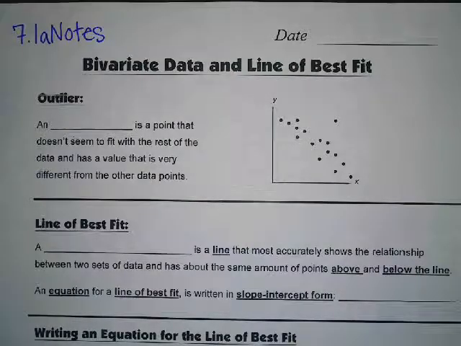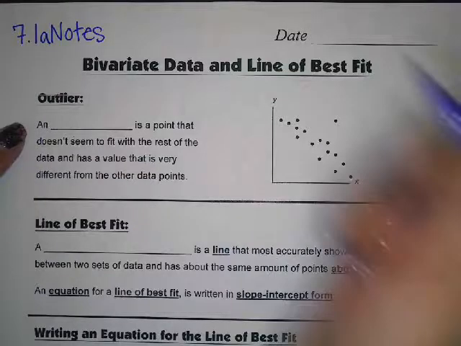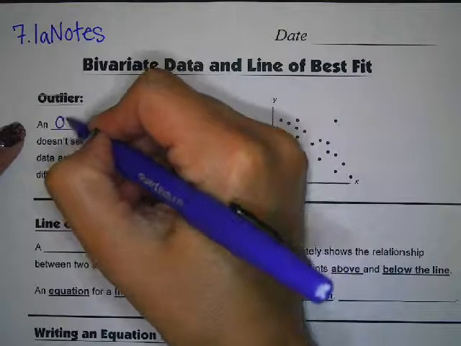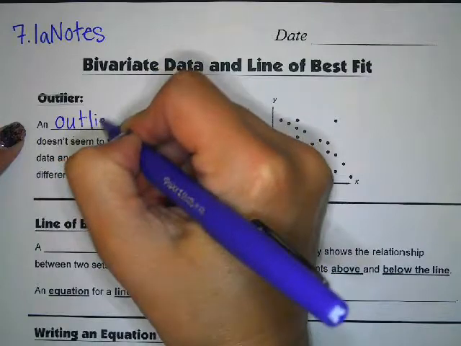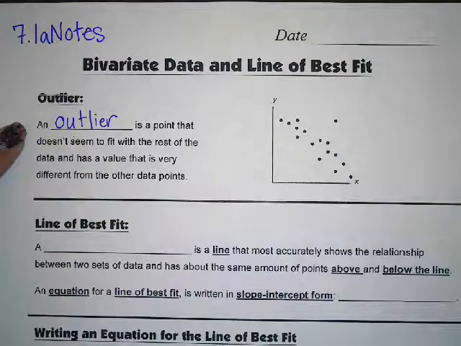So the first one is an outlier. So it gives you the word there, but it goes here also. The outlier is a point that doesn't seem to fit with the rest of the data and has a value that is very different from the other data points.